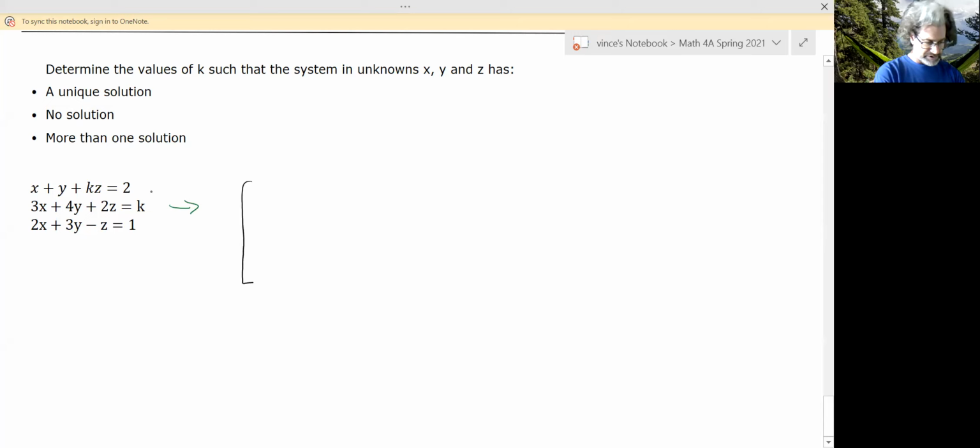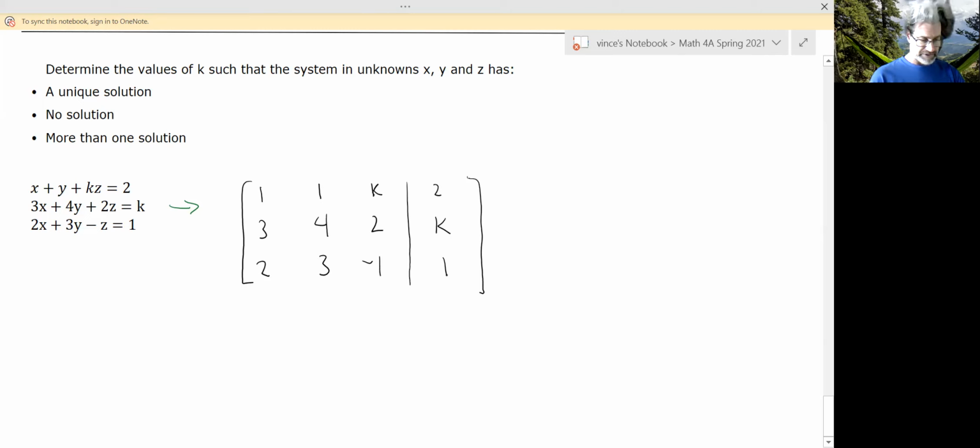And each row is going to be its own coefficients here, right? So 1x, 1y, z has a k in front of it. I don't know how many there are, but I'm going to call it k. And the augmented side, there's just a 2 over there. Okay. And the second row is 3x, 4y, 2z, but now I have a k on the augmented side. It's the same k, right? Same unknown. And on the bottom row, I've got a 2, a 3, a -1, and a 1.